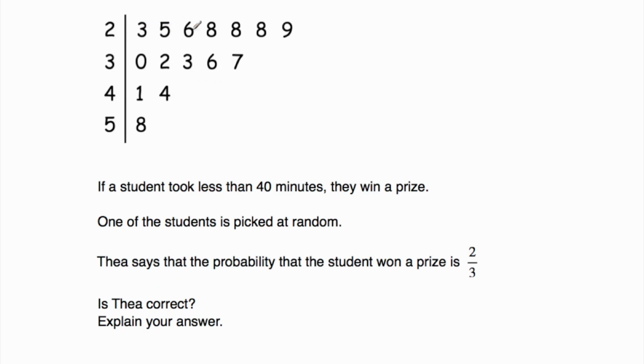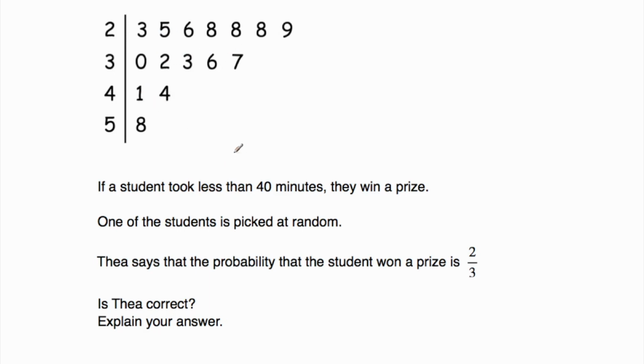begin with. So it's 1, 2, 3, 4, 5, 6, 7, 8, 9, 10, 11, 12, 13, 14, 15. So there's 15 students, and let's see how many win prizes. 1, 2, 3, 4, 5, 6, 7, 8, 9, 10, 11, 12. So 12 students win prizes because these 3 don't.